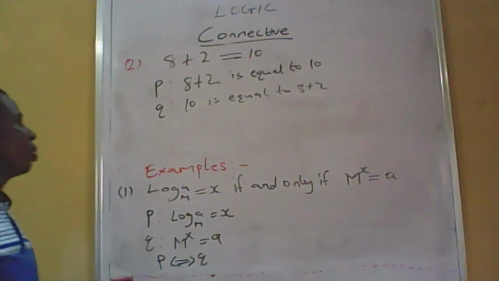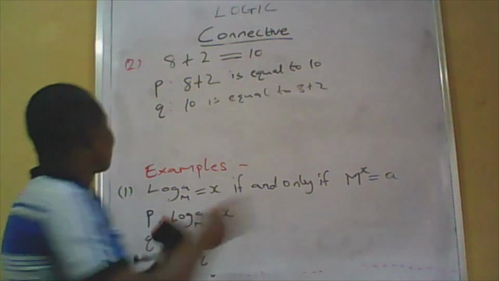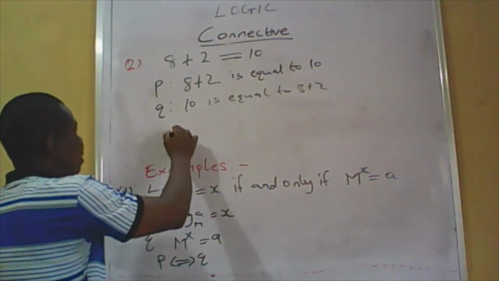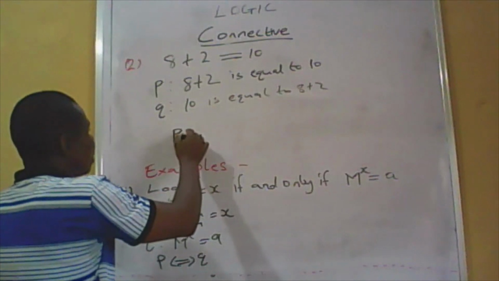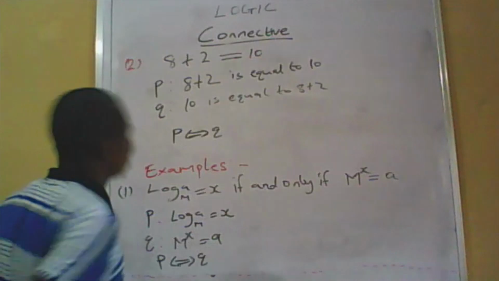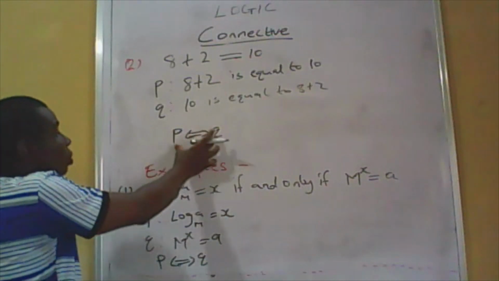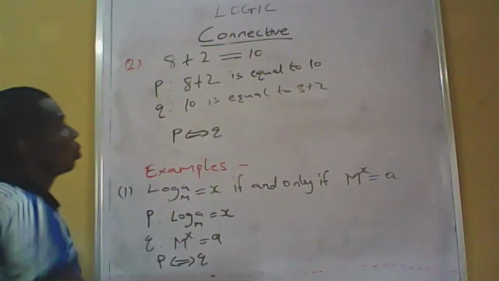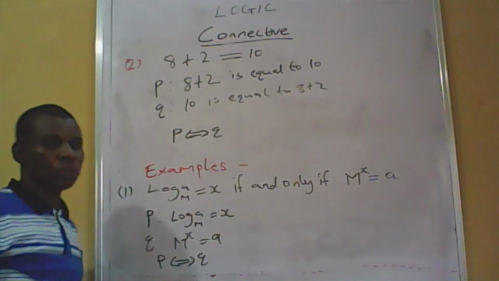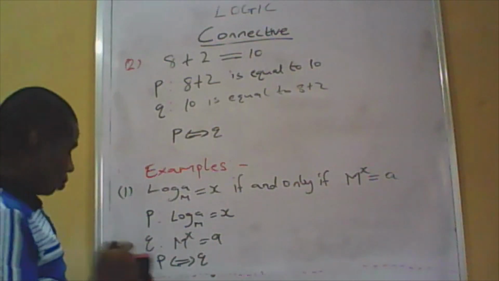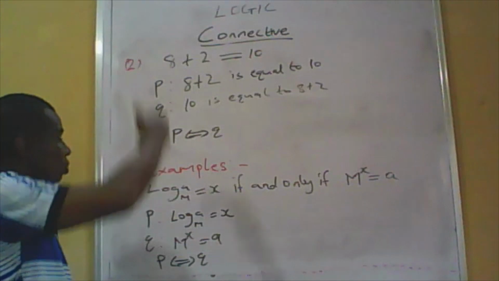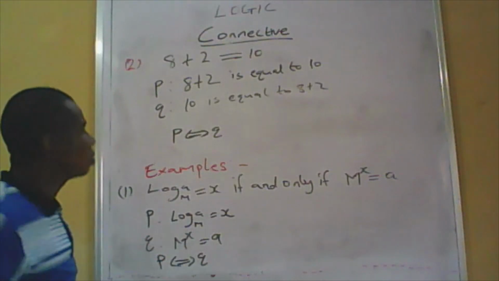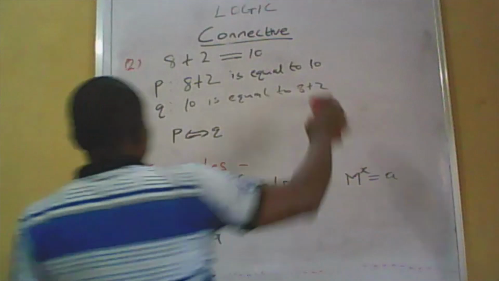Now, we can use our normal symbol to represent it. Let's present it and say P if and only if Q. We have used this connective to join the two statements together as one, that 8 plus 2 is equal to 10 and 10 is equal to 8 plus 2. So these are the two examples of the biconditional connective. Let's do the last one, negation.